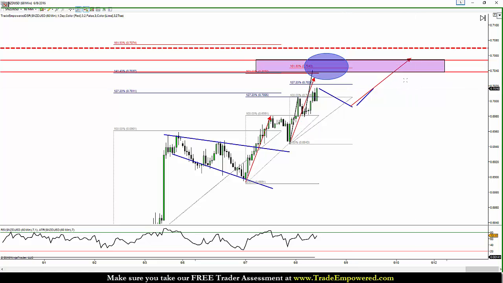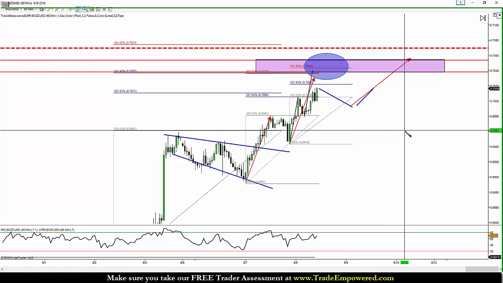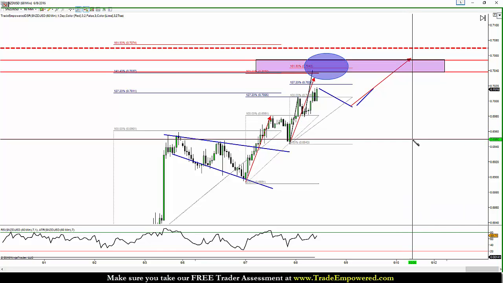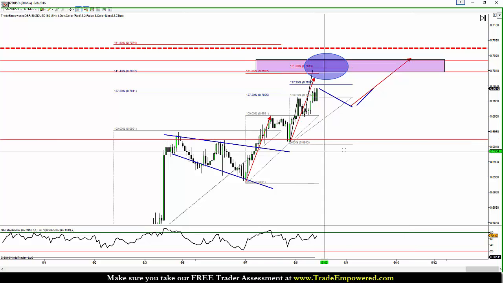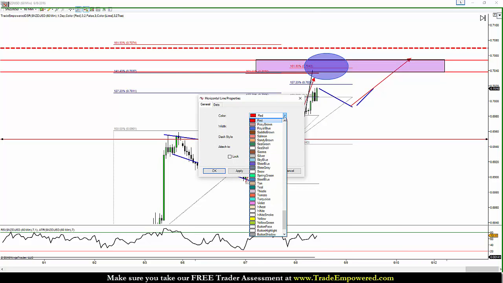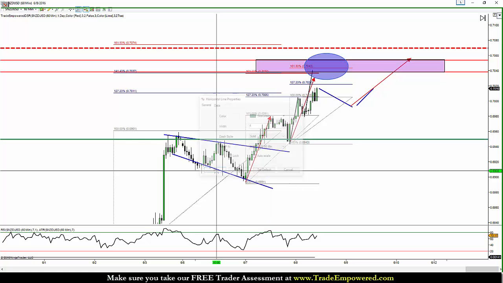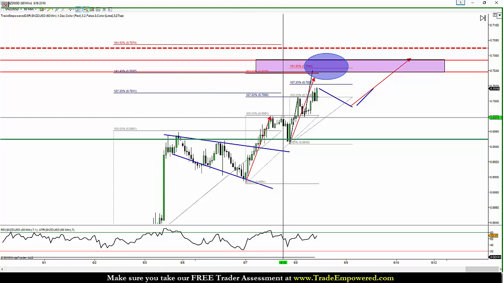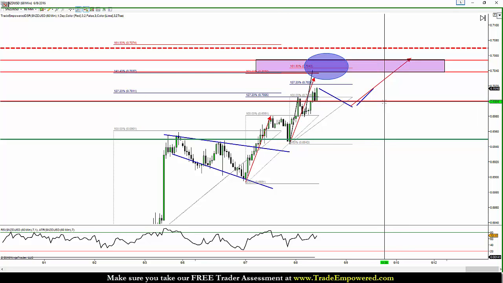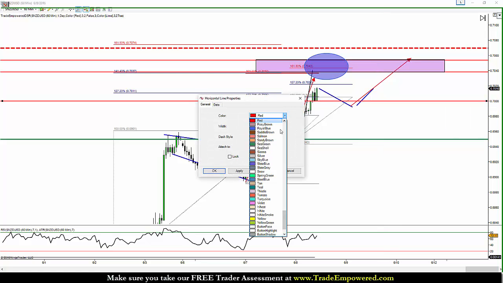Chris Nuno says 69.50s. Where am I looking at? 69.50s. All right, I'm guessing that's previous structure, right? Previous structure. Chris says 70 even. 70 cents on the dollar, right? Previous even handle number. Got some structure there as well.